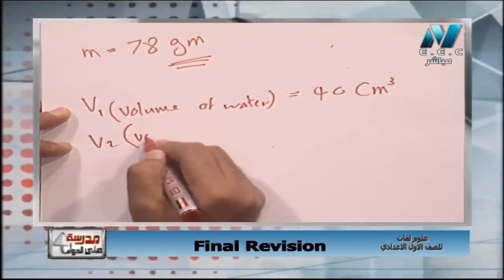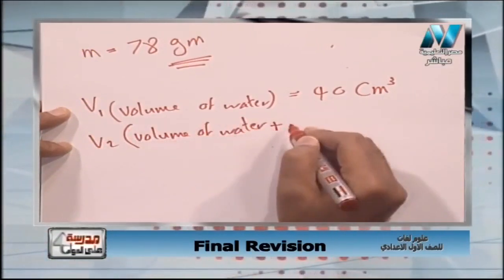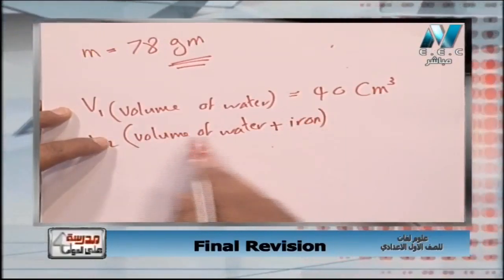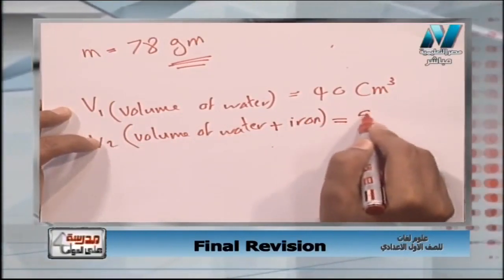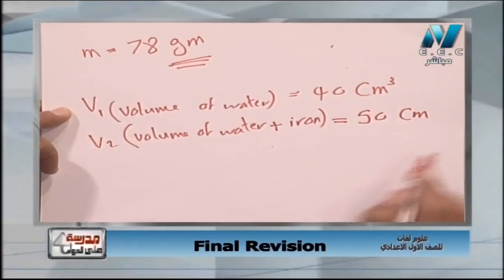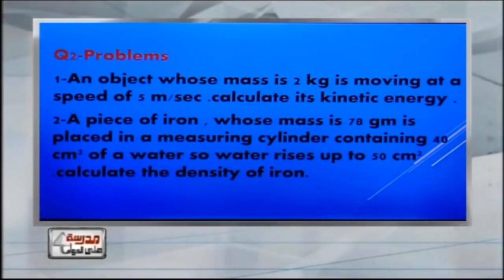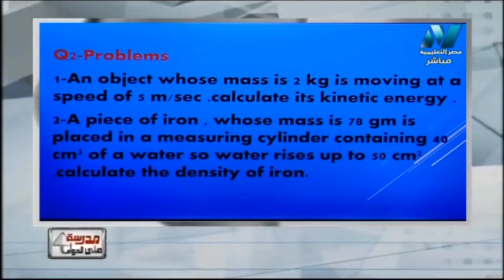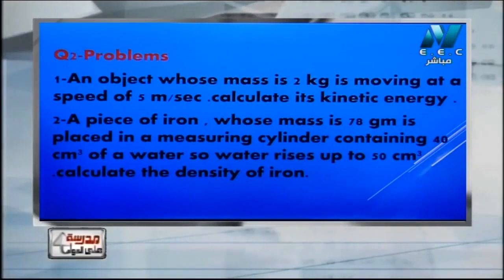V2 is the volume of water and iron, the volume after putting in the iron. So it equals 50 cubic centimeter. He asks me to calculate the density of iron. Again on the monitor, please. A piece of iron whose mass is 78 gram is placed in a measuring cylinder containing 40 cubic centimeter of water. So water rises up to 50 cubic centimeter.